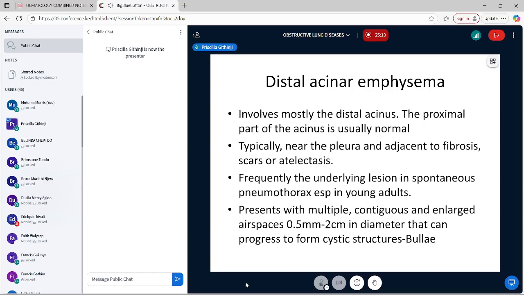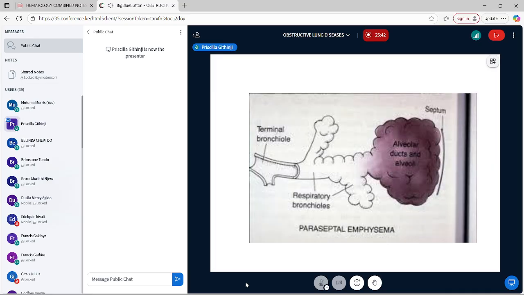So in this condition, it usually presents with multiple contiguous and enlarged air spaces that are usually about 0.5 millimeters to 2 centimeters in diameter. And these enlargements can then progress to form cystic structures within the lungs that are called bullae. It's like you have a blister in the lung. That's basically what that means. So we said distal acinar emphysema is also called paraseptal emphysema, and you can see it's affecting the alveolar ducts and alveoli, the distal part of the acinus.